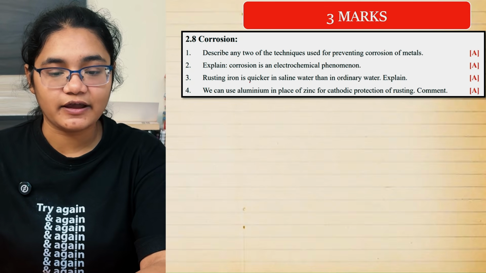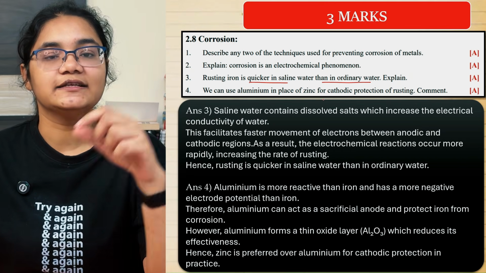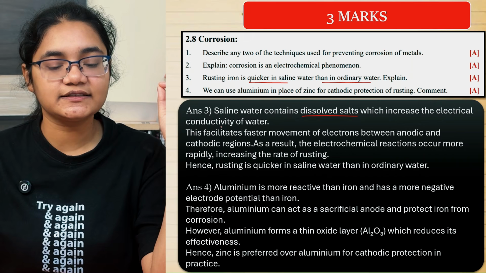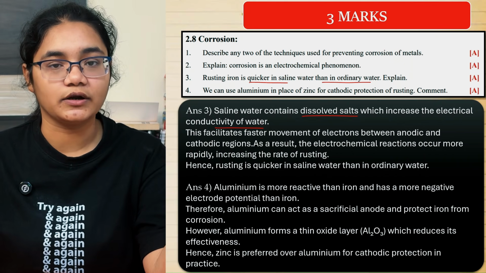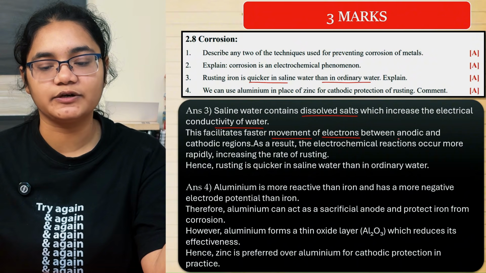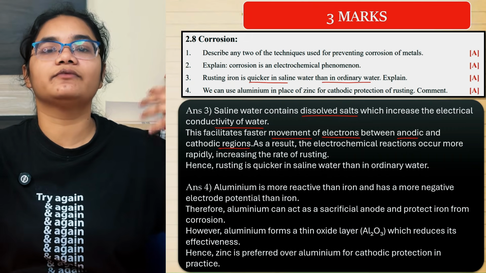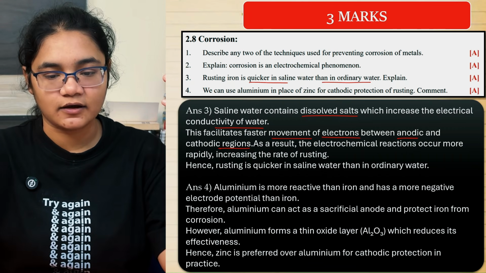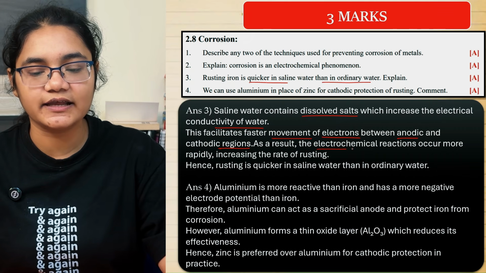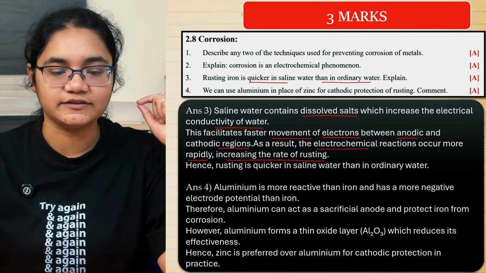Next is, rusting of iron is quicker in saline water than in ordinary water. Explain here. Saline water contains dissolved salts, which increases the electrical conductivity of the water. This facilitates the faster movement of electrons between the anodic and the cathodic region. There are two regions in the metal itself, right? So when you have saline water, the movement of electrons becomes faster. As a result, the electrochemical reactions occur more rapidly, increasing the rate of rusting.